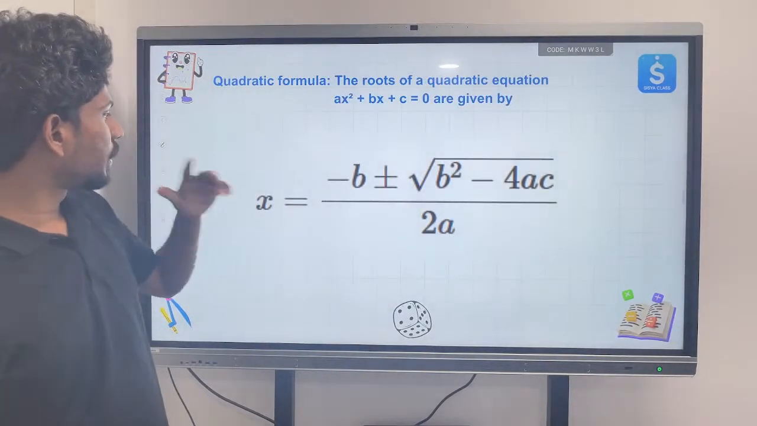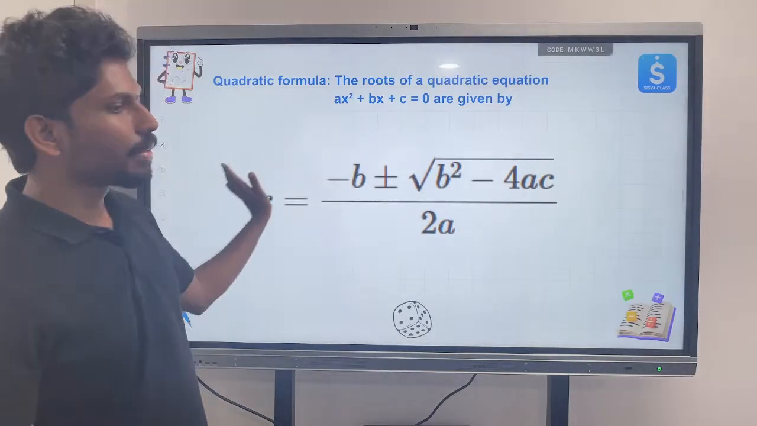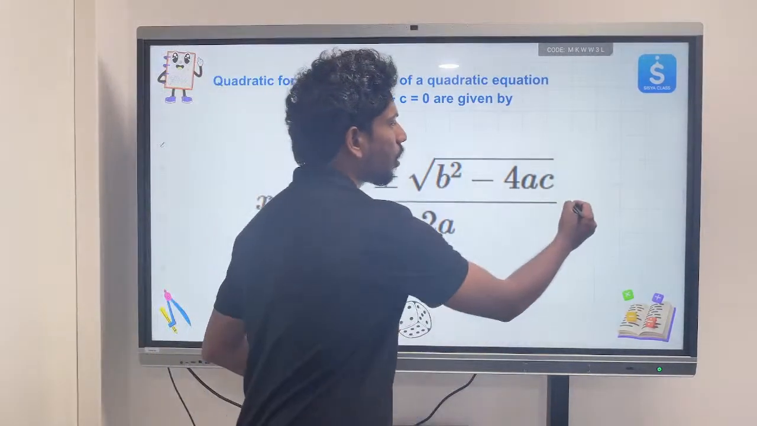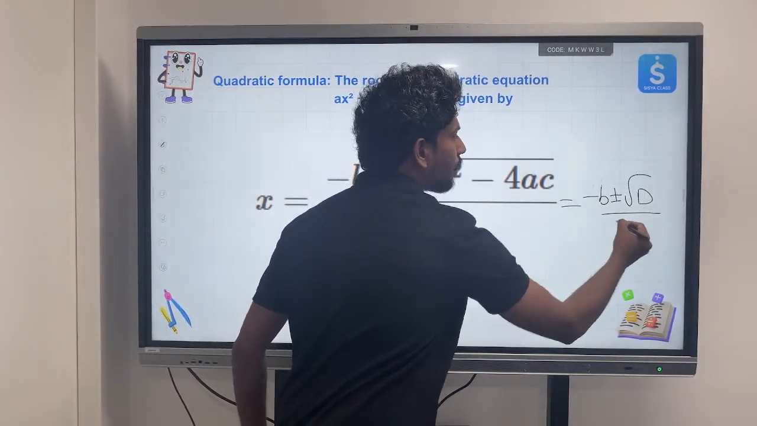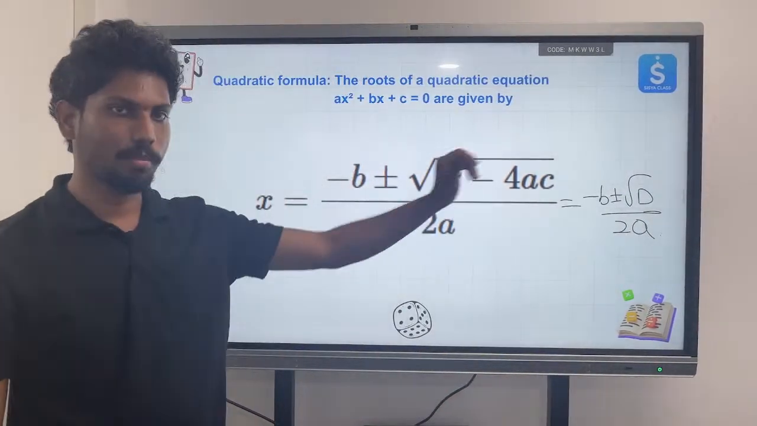Right. So this is the formula we have discussed, right? The roots of the quadratic equation are given by minus b plus or minus under root of b square minus 4ac by 2a. You can also rewrite this formula as minus b plus or minus under root d by 2a. What is this d called? It is nothing but b square minus 4ac.